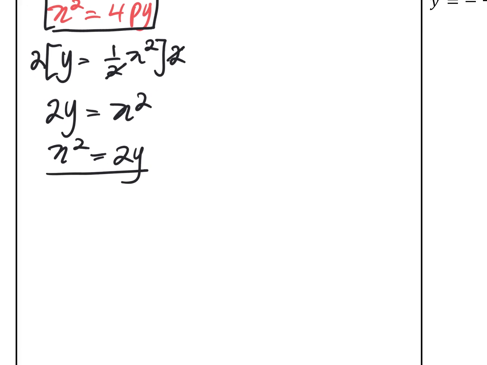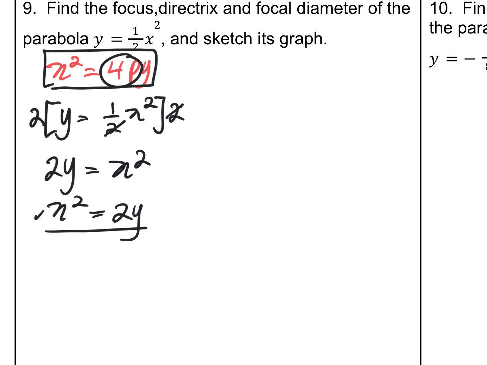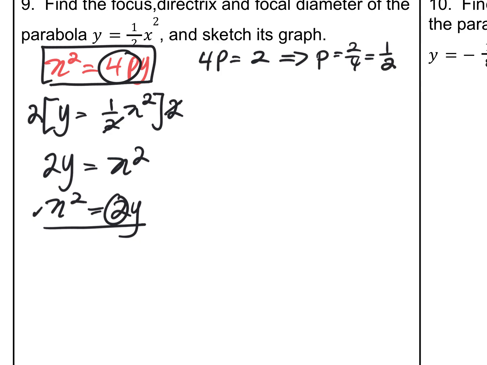From this equation, we're going to find p. Remember, your 4p here is going to be equivalent to 2. So if we equate that, 4p is equal to 2, then our p here now is going to be 2/4, or simply equal to 1/2. Having said that, our vertex is going to be at 0, 0. Then our focus is now going to be at 0, 1/2, and that's going to give us the directrix.